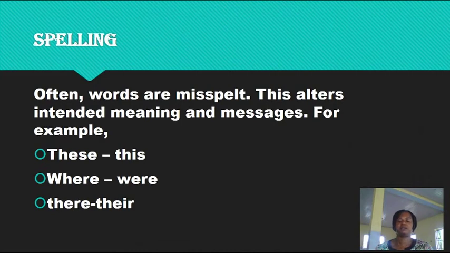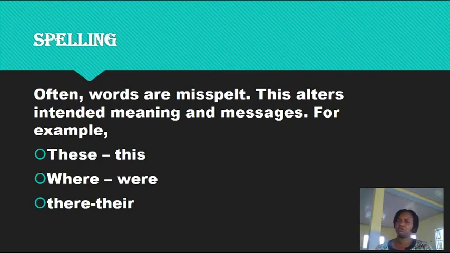So spellings. This is a huge problem. Oftentimes I've encountered these three things in my class. Pupils usually use them interchangeably. They assume that since they sound almost the same, they can be used as a synonym for the other, which is very wrong.